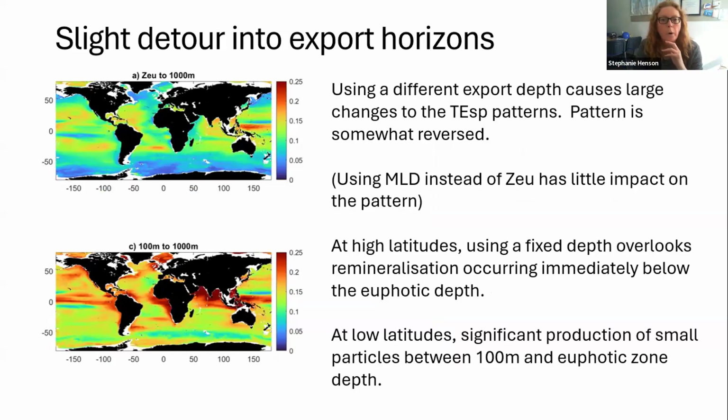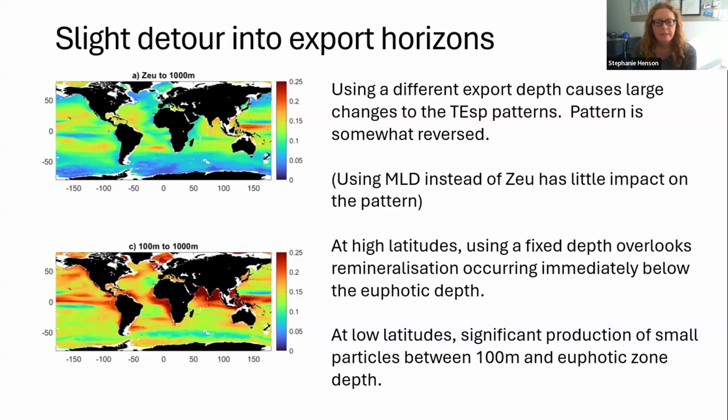So it is quite different. So using a different export depth has caused a large change to the patterns. Maybe it's even somewhat reversed, you might say. So the differences in the low versus the high latitudes. If I use mixed layer depth instead, it doesn't make any difference.